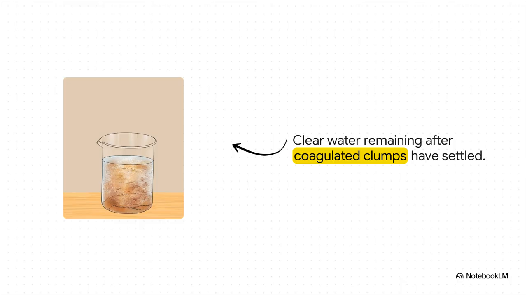The alum causes that fine mud to suddenly clump together. These larger clumps are finally heavy enough to submit to gravity. They settle right down to the bottom in a process called sedimentation, leaving this beautifully clear water at the top that can simply be poured off or decanted. It is a wonderfully simple, incredibly effective way to purify water.